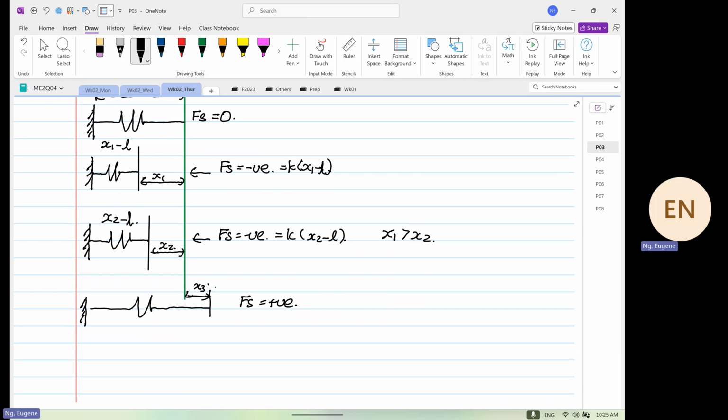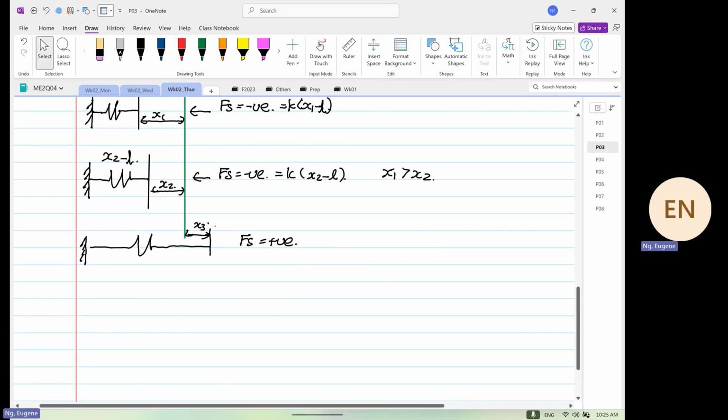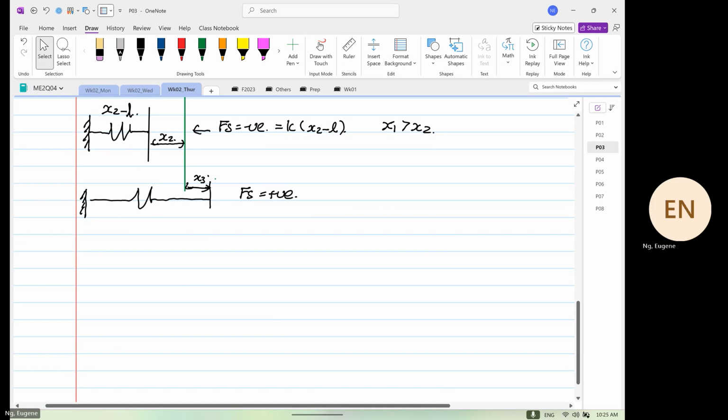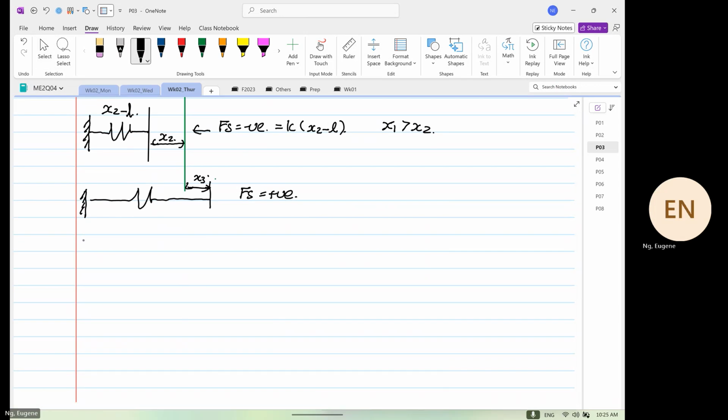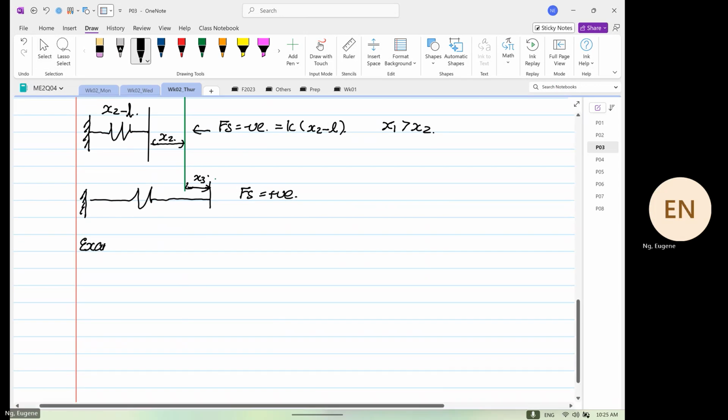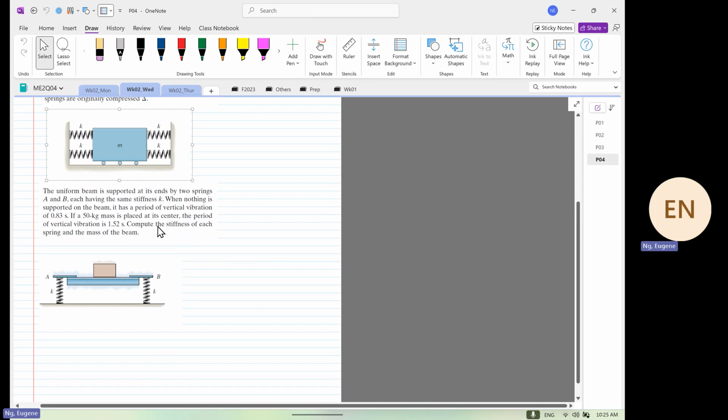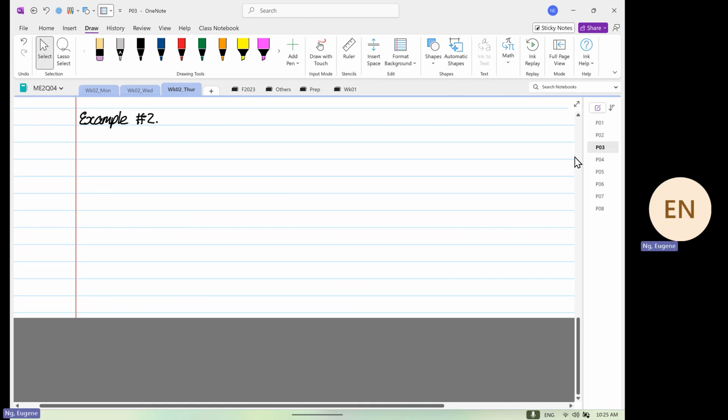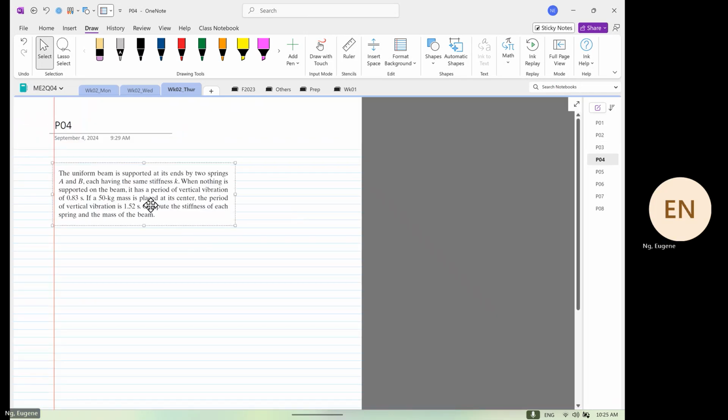Okay, so the next problem that we are going to look at, we're going to look at example number 2. So for example number 2, we have a different sort of problem now. I'll start on a new page.